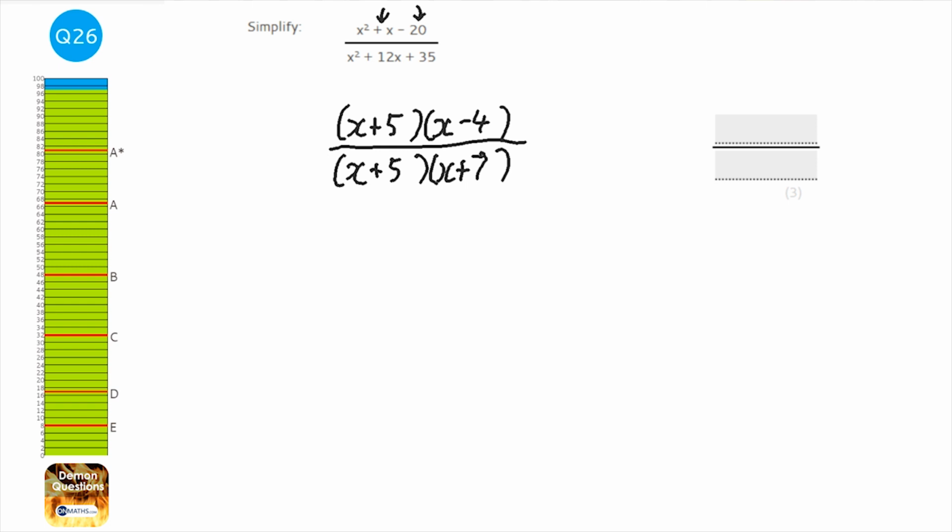And then all you need to do is just cross off the x plus 5 from the top and bottom, because we're dividing top and bottom of that fraction by x plus 5. So that just leaves us with x minus 4 at the top and x plus 7 at the bottom.